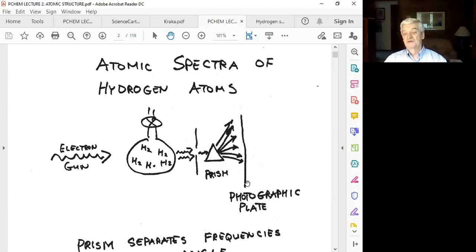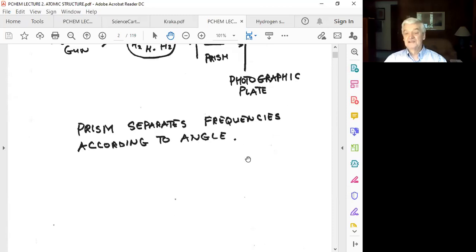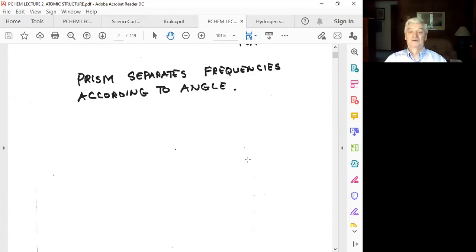So here I've shown a photographic plate. Nowadays, we have spectrometers that do it in a much more sophisticated way. But this is the way that the early experiments were done. And I think I have a picture in the notes of the spectrum on a photographic plate. So the prism obviously separates the frequencies according to the angle.